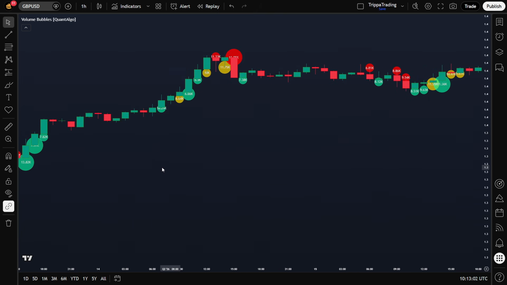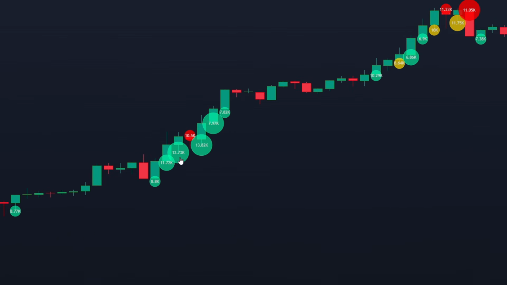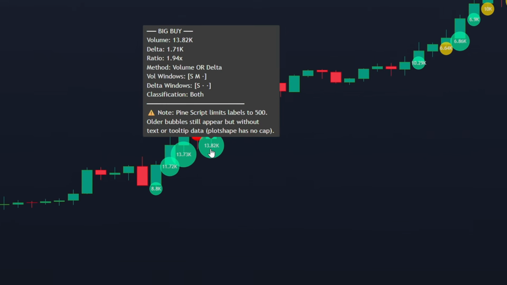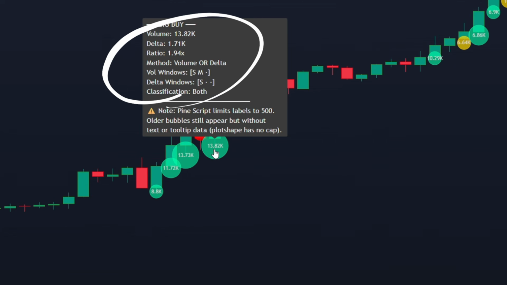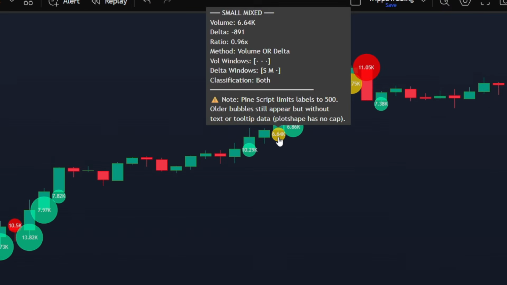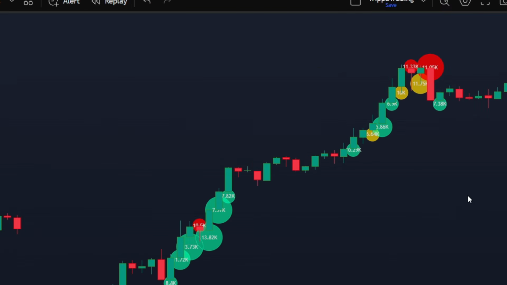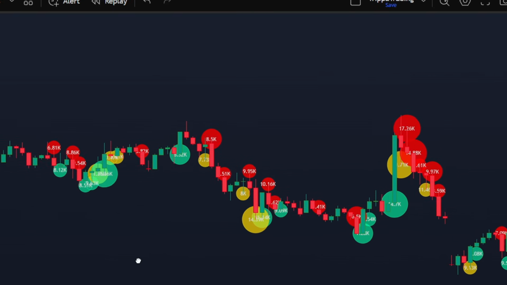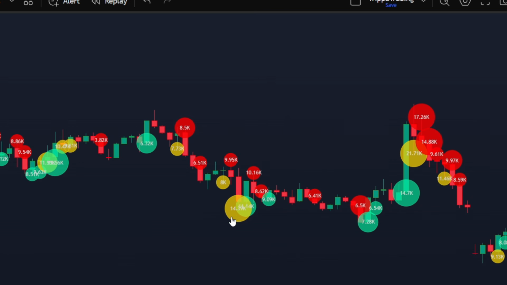Now look closely at the bubbles. They appear directly on specific candles, and inside each bubble, you can see the volume traded during that time period. If you hover over them, the indicator gives you more detailed information as well. The first thing you will notice is that the bubbles do not all have the same size. Some are small, some are medium, and some are big. That size is not random. It depends on how large the volume is compared to the recent volume history.